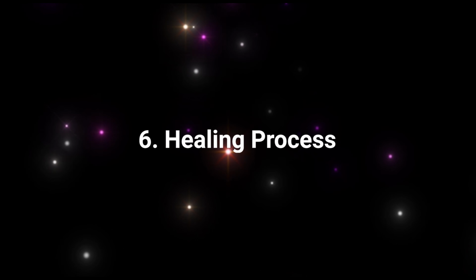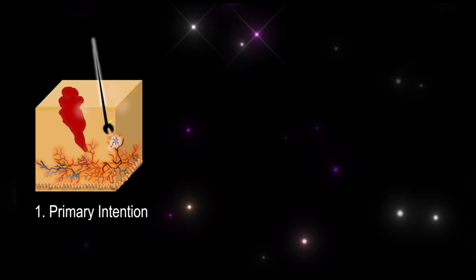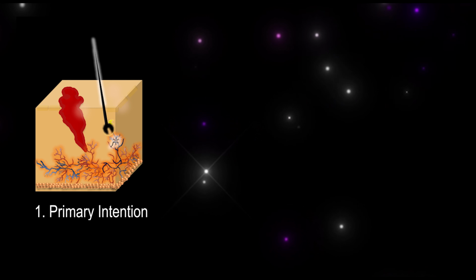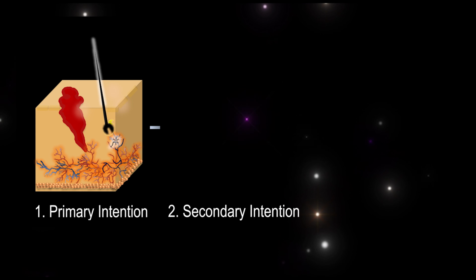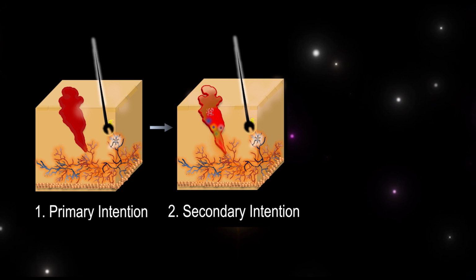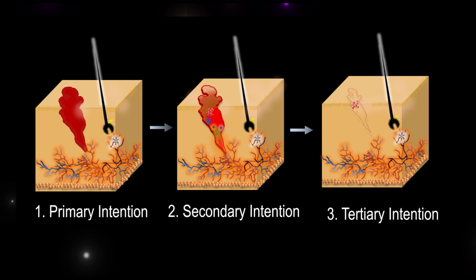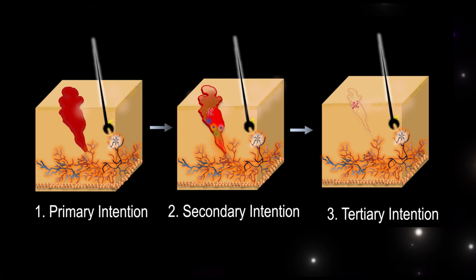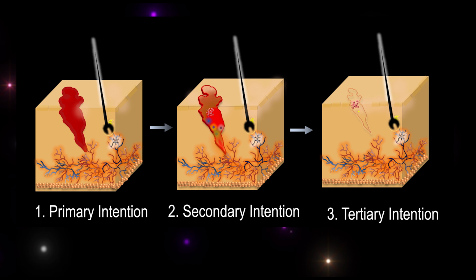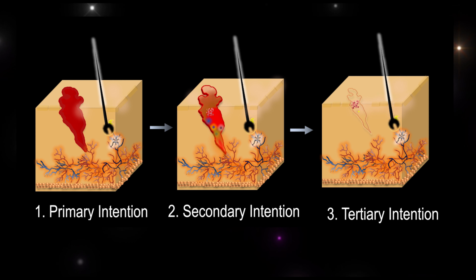Healing process. The way wounds heal is another important classification factor. Primary intention. The edges of the wound are brought together and closed, usually with sutures, staples, or adhesive. Secondary intention. The wound is left open to heal naturally from the bottom up. This occurs when there is significant tissue loss or infection. Tertiary intention. Initially, the wound is left open to reduce the risk of infection or contamination. Once the wound is clean and stable, it is later closed surgically.